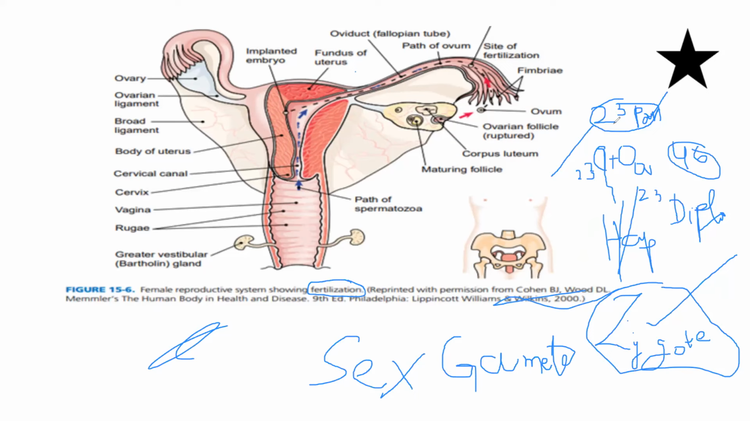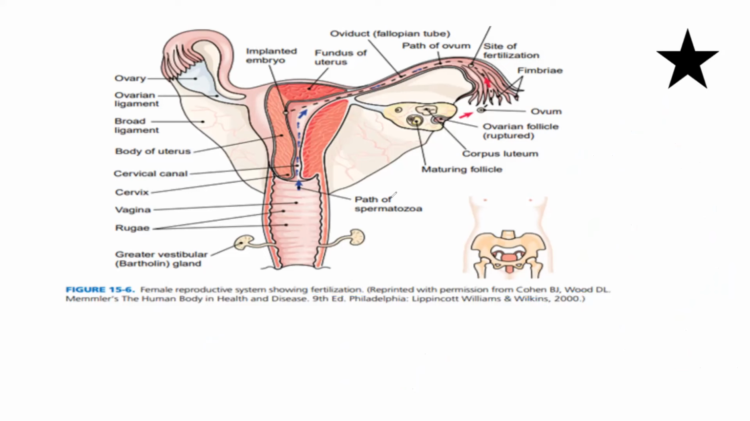Now to summarize this process, how this is taking place, we have received in this part of our female body the male sex cells, the sperms.